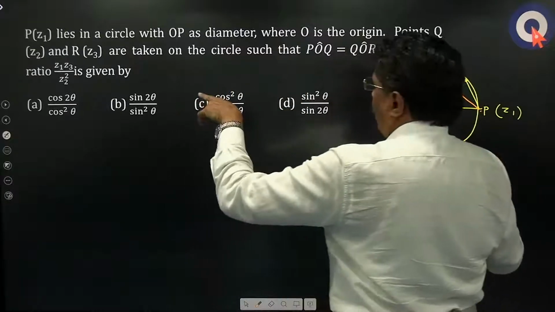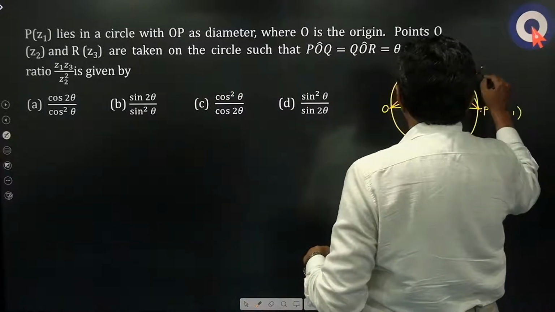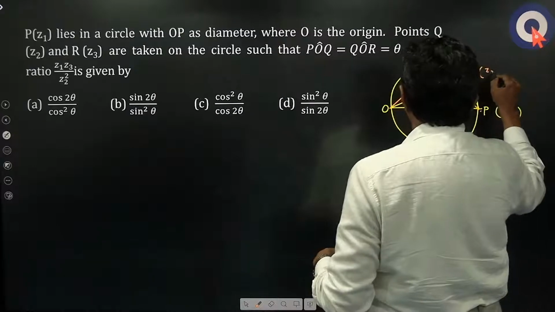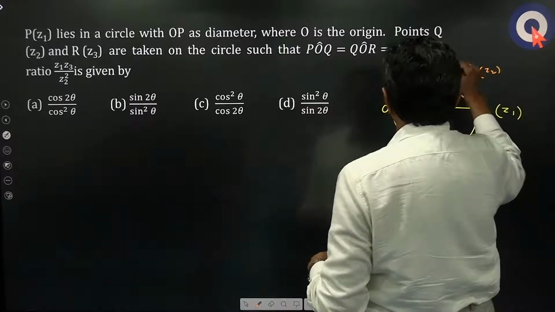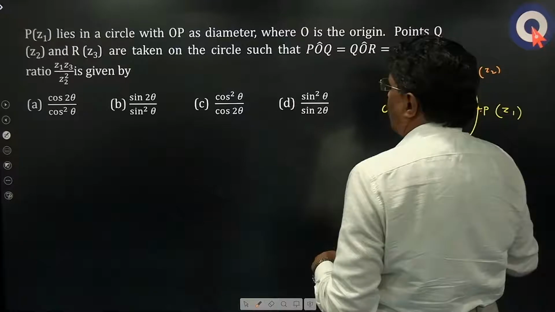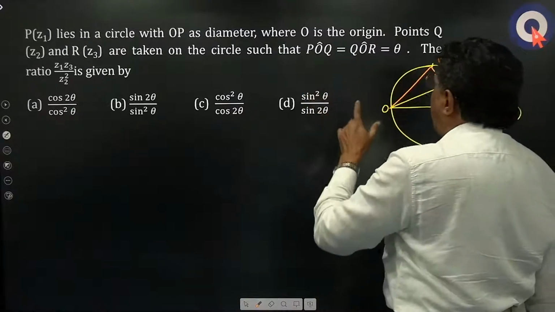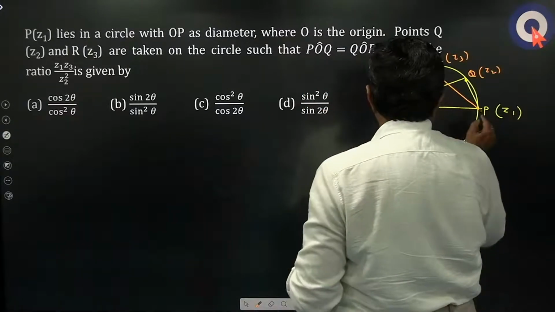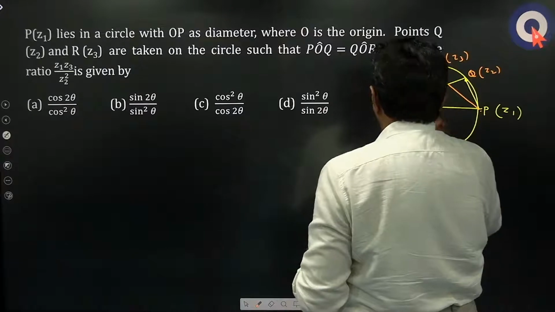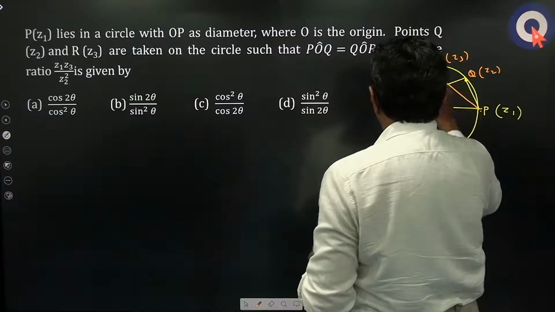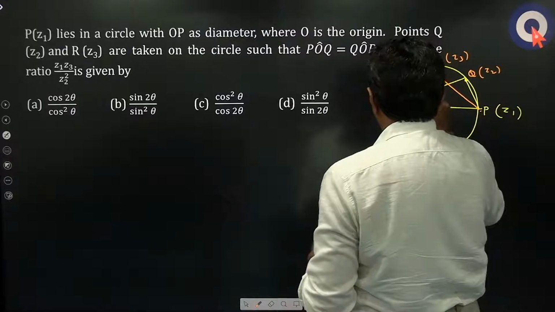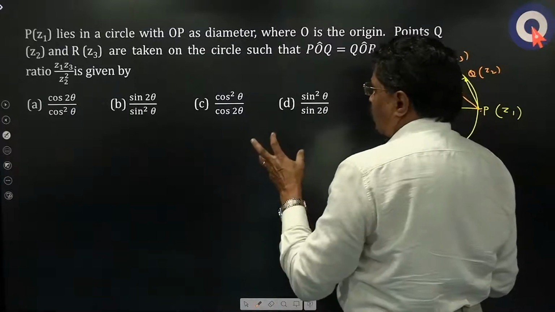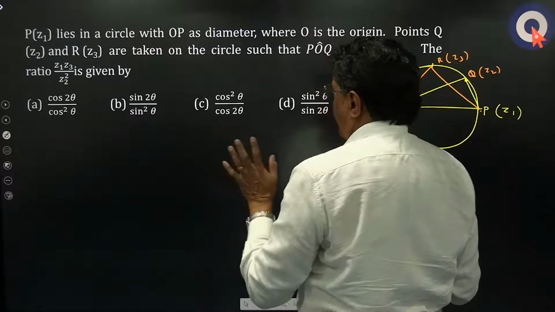Points Q and R. Q is affixed by Z2 and R is affixed by Z3. They are taken on the circle such that angle POQ is theta and angle QOR is also theta. Then the ratio Z1 Z3 by Z2 square is something. All right.